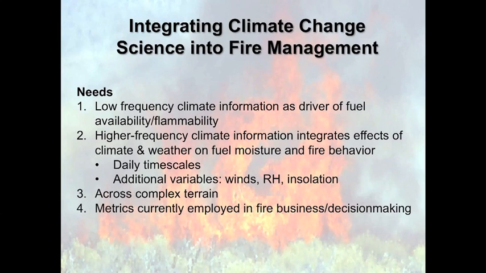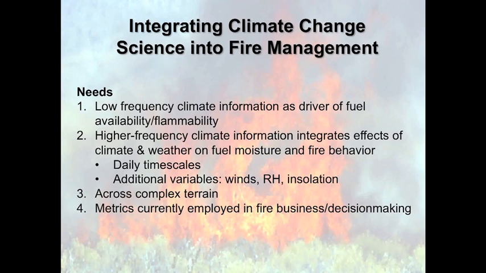Most downscaled data sets that are currently available are not tailored for individual needs. And a great example of that is the needs of meteorological and climatological data to assess fire danger. So we can think about a few of these needs. In terms of fuel availability and flammability, lower frequency climate information is an important driver.